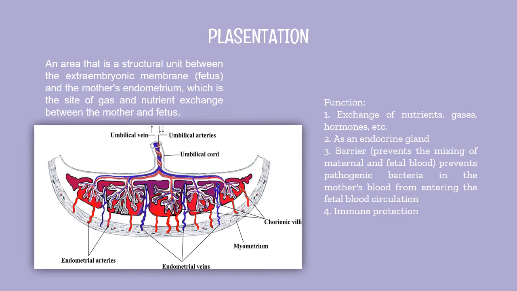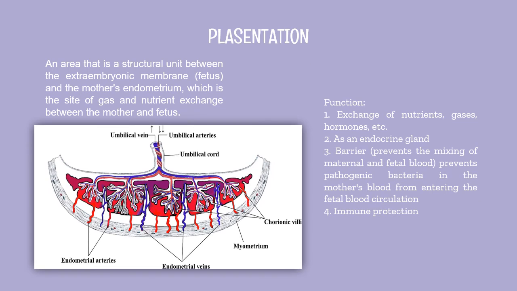Placentation. The placenta is a structural unit between the extra-embryonic membrane or fetus and the mother's endometrium, which is the site of gas and nutrient exchange between the mother and fetus. Function: exchange of nutrients, gases, and hormones, acting as an endocrine gland. Barrier: prevent the mixing of maternal and fetal blood, and prevent pathogenic bacteria in the mother's blood from entering the fetal blood circulation.